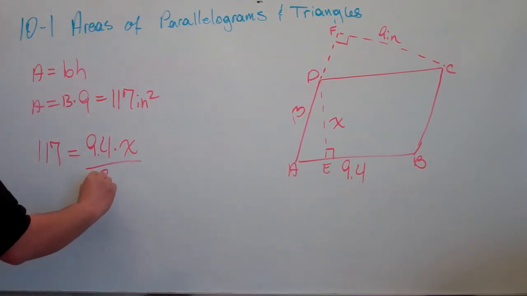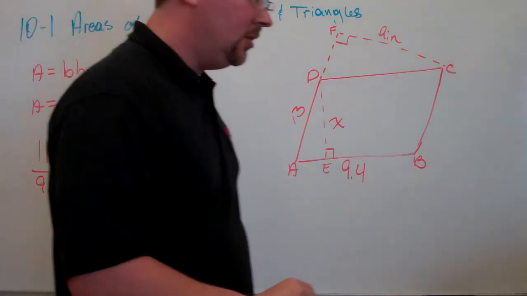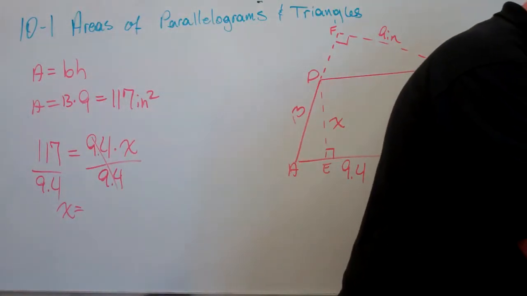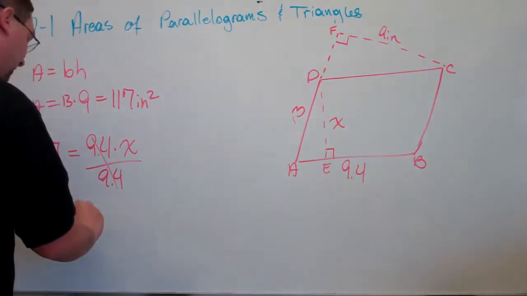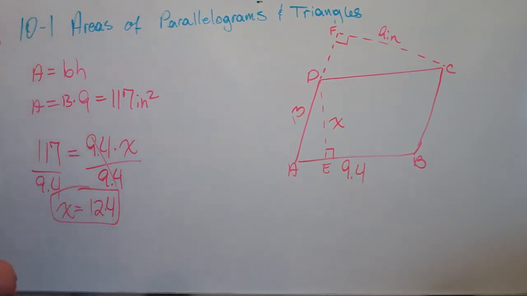So now you just simply divide off the 9.4. So X equals about 12.4. Alright, so that's how you find X.